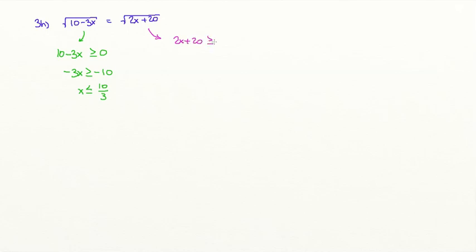2x plus 20 has to be greater than or equal to 0. Subtract 20 from both sides. Divide both sides by 2. Let's put those two restrictions together. So I have here x is less than or equal to 10/3. X is greater than or equal to negative 10. Our small number is negative 10. Big number is 10/3. X is going to be in the middle. X has to be greater than or equal to negative 10. So remember, it eats the bigger number. And x is smaller than or equal to 10/3.